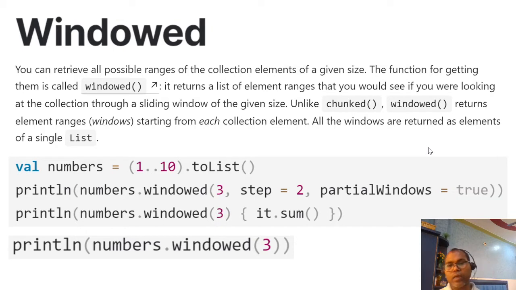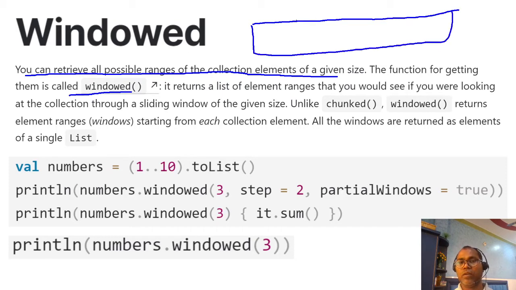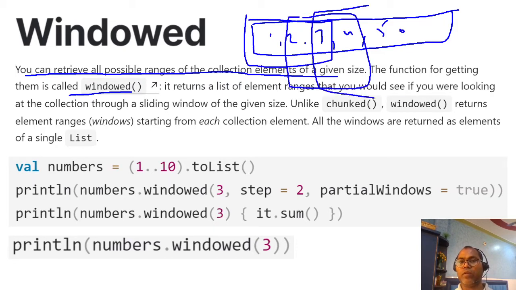And similarly there is the option window. Here you can retrieve all the possible ranges of collection elements of a given size, similar to a sliding window. Let's say we have numbers 1 2 3 4 5 6. The windowing is: I want the first window, then the second window, then the third window, and so on. So this is the kind of windowing.